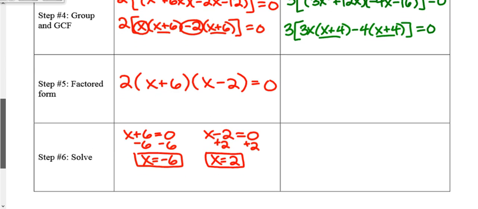So now we're going to write our factored form. So we have that greatest common factor of 3. x plus 4 was the factor that was the same. The other one comes from your GCFs, 3x minus 4.